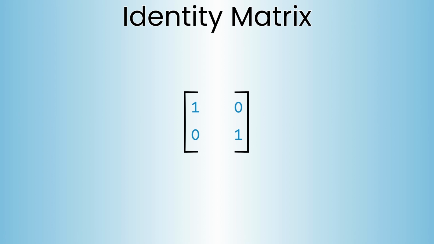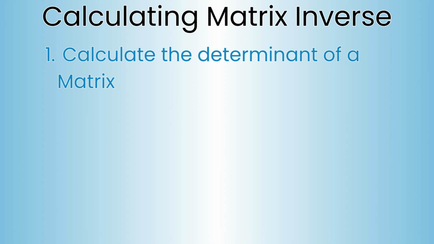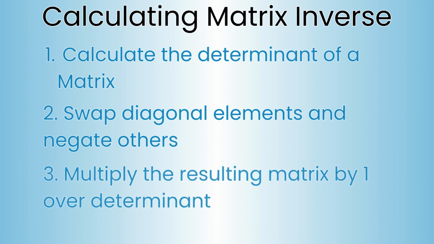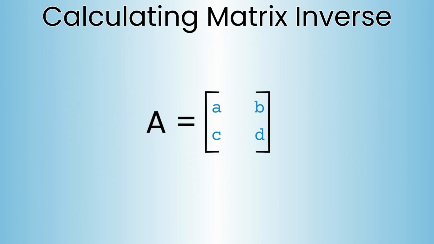So how do we calculate matrix inverse? There are 3 steps involved in this process. The first step is to calculate the determinant of a matrix, and the second step is to swap the diagonal elements and negate the others. Swapping the diagonal elements means the top left element of the diagonal goes to the bottom right, and the bottom right element of the diagonal goes to the top left. And the third step is to divide 1 with the determinant and multiply the result with the swapped matrix.